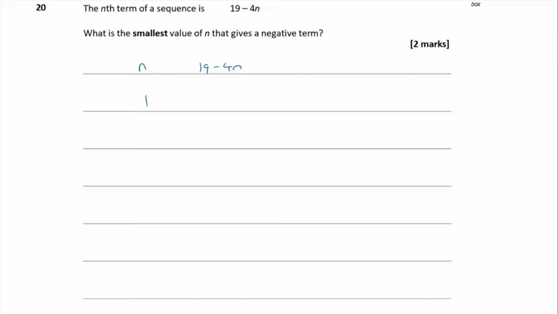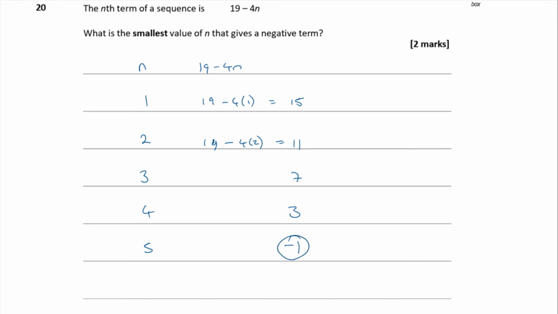So if n is 1, then 19 minus 4n is going to be 19 minus 4 lots of 1. That's going to be 15. When n is 2, then 19 minus 4n is going to be 19 minus 4 lots of 2. That's going to be 19 minus 8, which is 11. 3 is going to give me 4 less. That's going to be 7. 4 is going to be 4 less. That's going to be 3. And 5 is going to be 4 less. That is going to be minus 1.